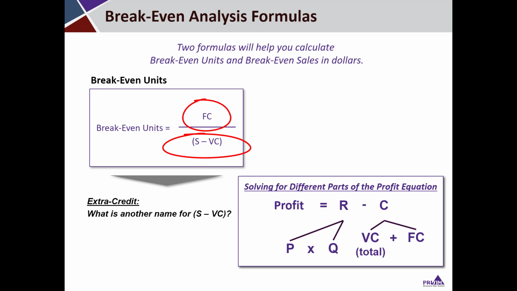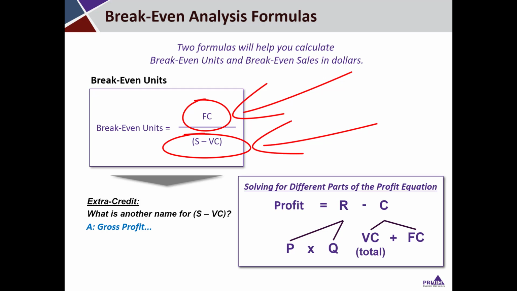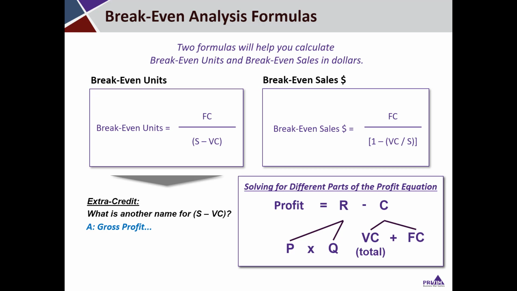And what's another name for S minus VC? As you know from looking at income statements, that's really just your gross profit. So we're dividing this big fixed cost number by the little bit of profit that we get from the sale of each unit, because S minus VC means we've covered the variable costs already. And now with what's left over, we'll see how many total units in aggregate and take that little bit of gross profit that's left over from the sale of each unit to combine and cover that great big fixed cost number. And the second formula follows the same logic, but it's solving for the total sales revenue, or just R in the profit equation.